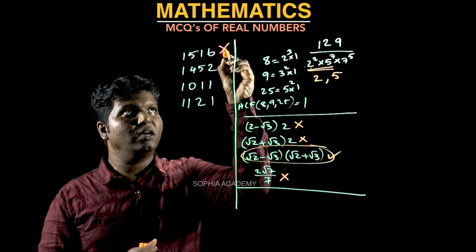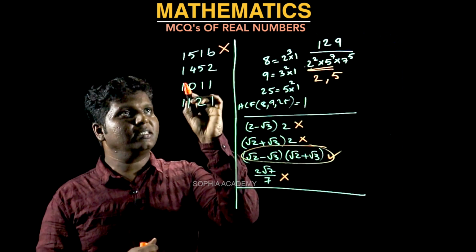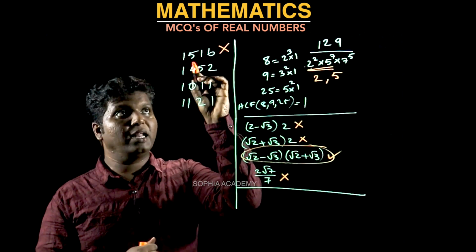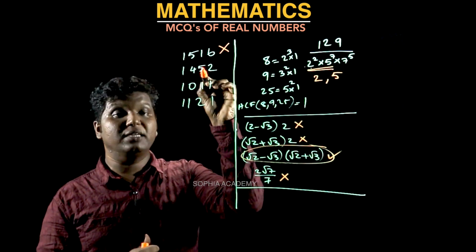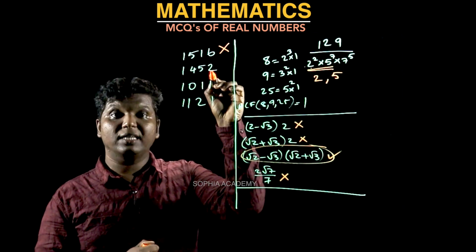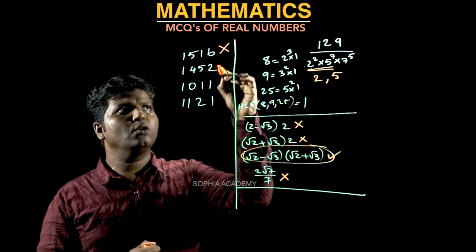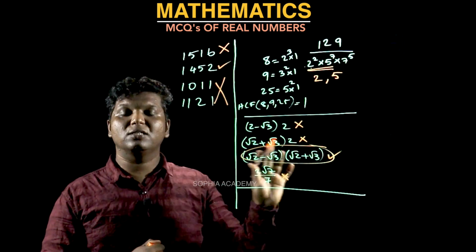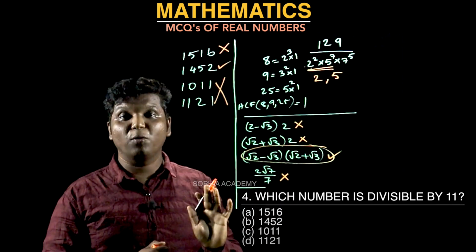So this number is not divisible by 11. Check the second number. 5 plus 1, right? 1 and 5 are the alternate numbers. 1 plus 5, it is 6. 4 plus 2, that is also 6. 6 minus 6, it is 0. Then there is no need to check these 2 things. It's over. The second time itself, you got the answer.